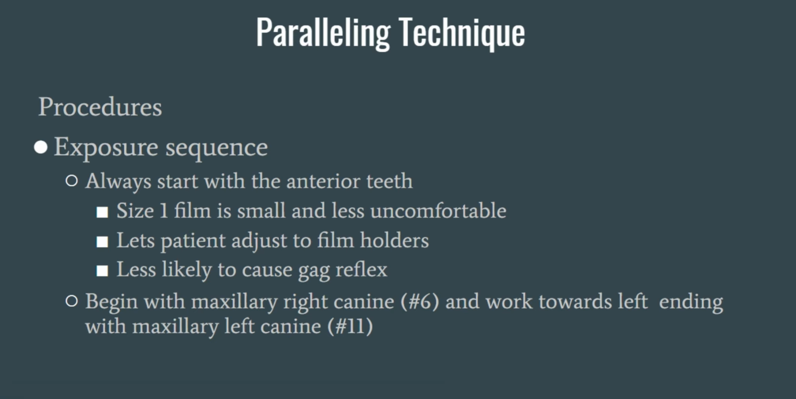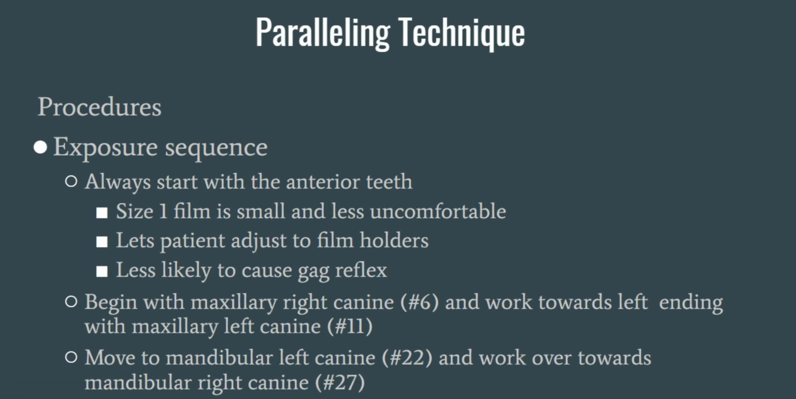Once you've taken that left canine, you will then drop down to the mandibular. So you'll work your way across again with the mandibular left canine towards the mandibular right canine. And there would be a total of 3 films if you're using size 1 again. So you would have the mandibular left canine as 1, and then both centrals and both laterals would appear on the second film, and you would have your mandibular right canine on the last film.